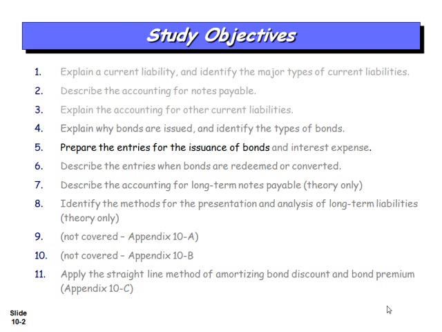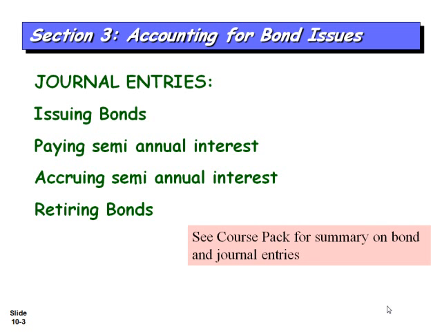We're going to look at a bunch of journal entries, and we are issuing bonds, which brings cash into the company. We're paying interest semi-annually, and then at the end of the year, if interest is not yet due to be paid, we will accrue it. And then retiring bonds. And please follow along on your course pack. If you have not printed it out yet, do so now.